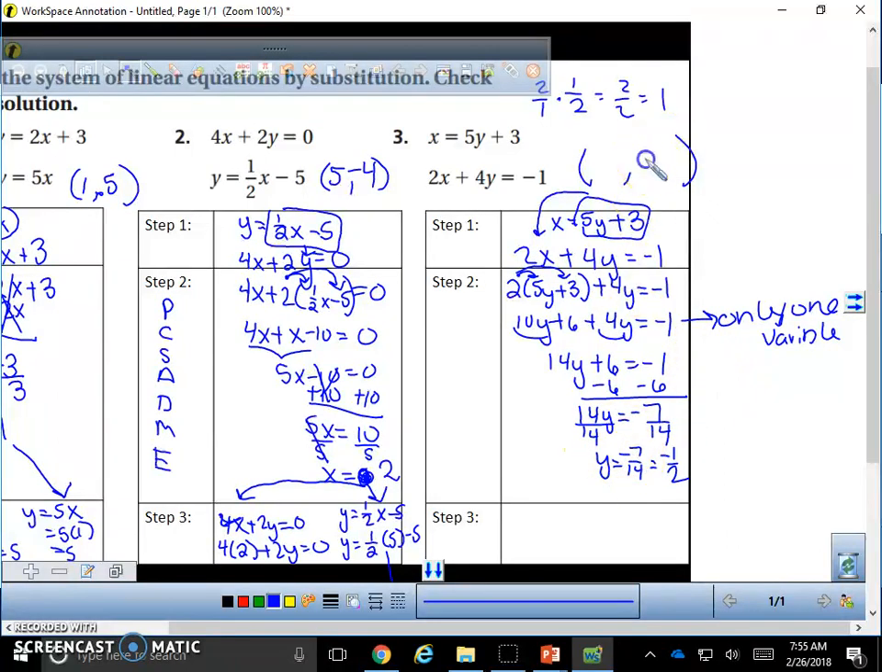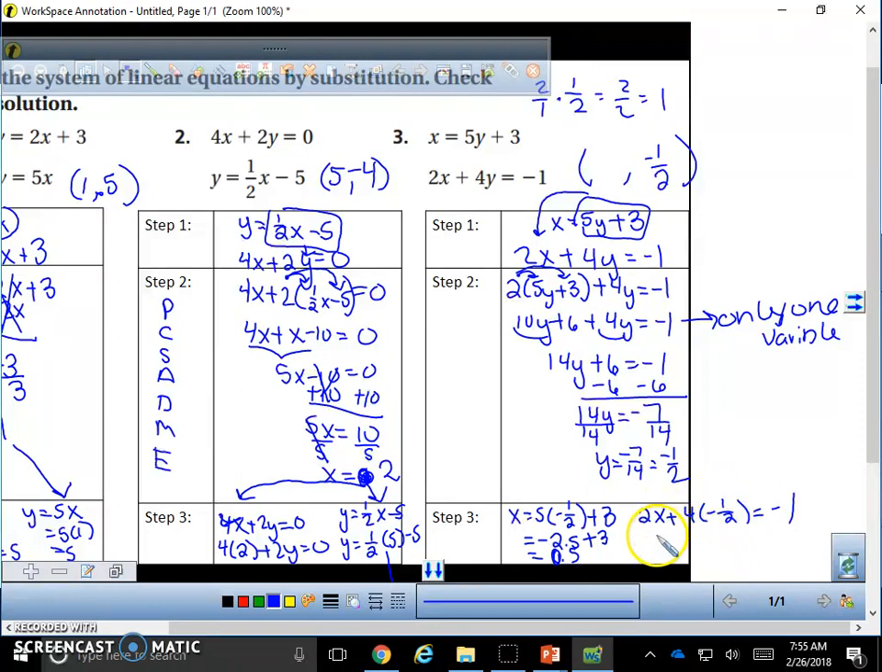So we found y was negative 1/2 in our ordered pair. Now we need to solve for x. X is 5 times negative 1/2 plus 3, grabbing from our equations, and 2x plus 4 times negative 1/2 equals negative 1. 5 times negative half is negative 2.5, plus 3 is 1.5. No, not 1.5, it's just 0.5. Rewind, just 0.5. There we go.